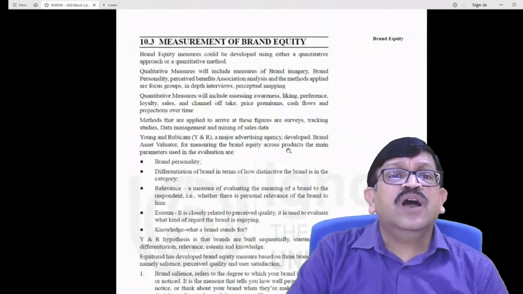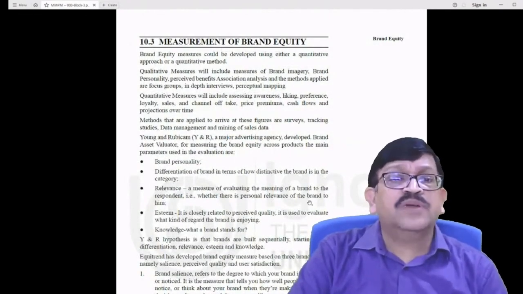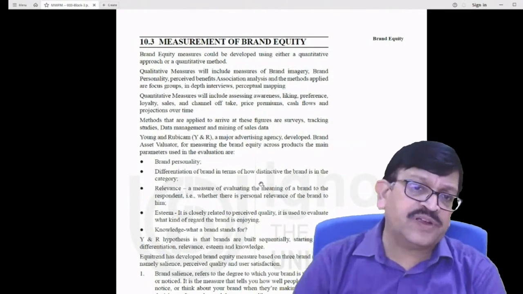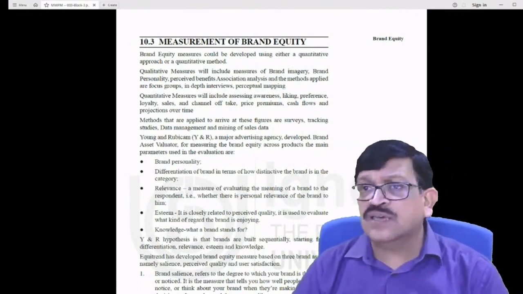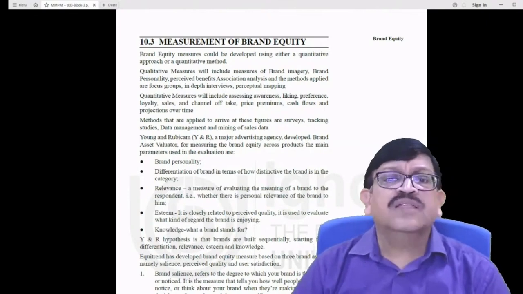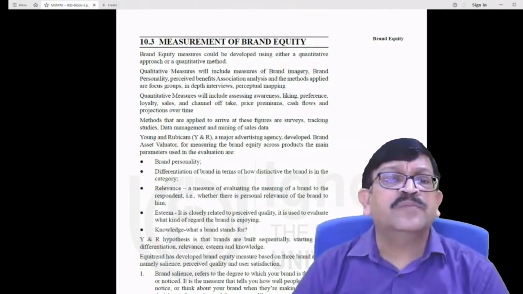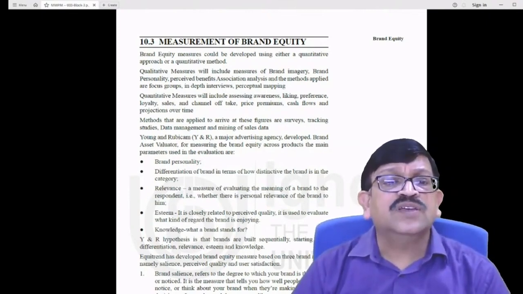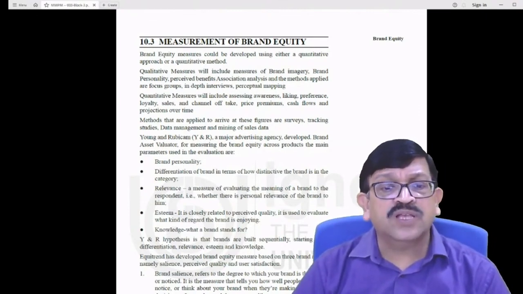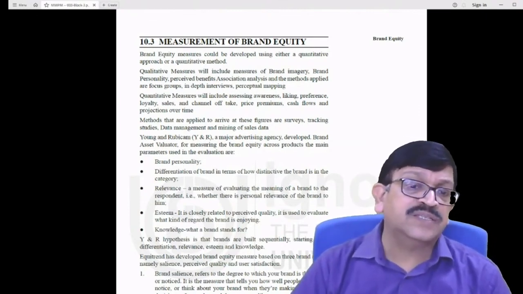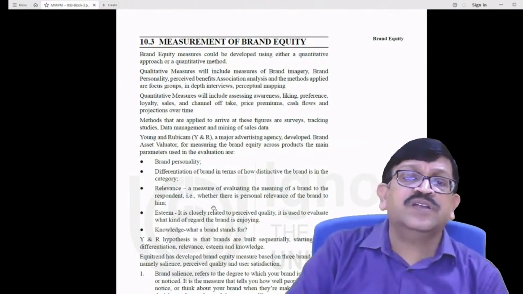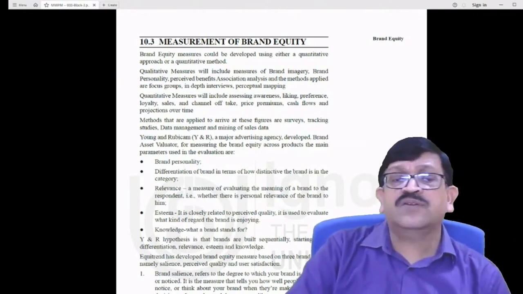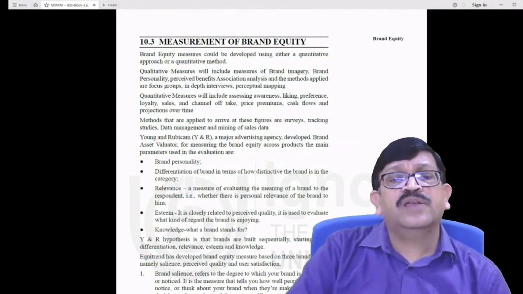Next we move into how we measure the brand equity. There are different models, quantitative and qualitative, but Young and Rubicam is one such agency which has developed a brand equity model across parameters like differentiation, relevance, esteem, and knowledge. It talks about brand personality and brand stature. We talk in terms of differentiation. How differentiated is the brand? How distinct is the brand from that of the competitor in a given product category?